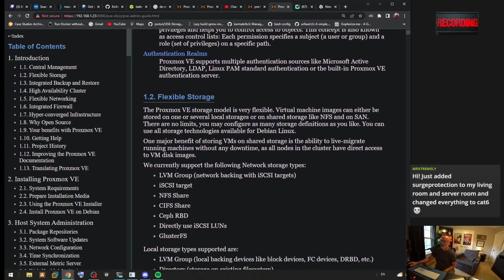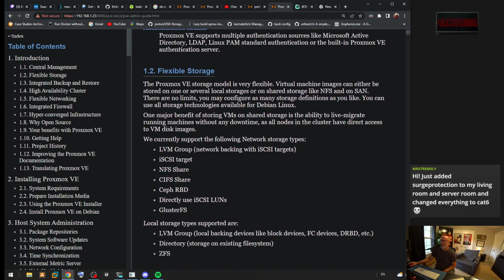1.2, flexible storage. This is the other main question I have because the Proxmox VE storage model is very flexible. Virtual machine images can either be stored on one or several local storages, or on shared storage like NFS or SAN. So the big question I have going into this subsection is, do I need a Synology NFS? And I think the answer is no. There are no limits. You may configure as many storage definitions as you like. You can use all storage technologies available for Debian.